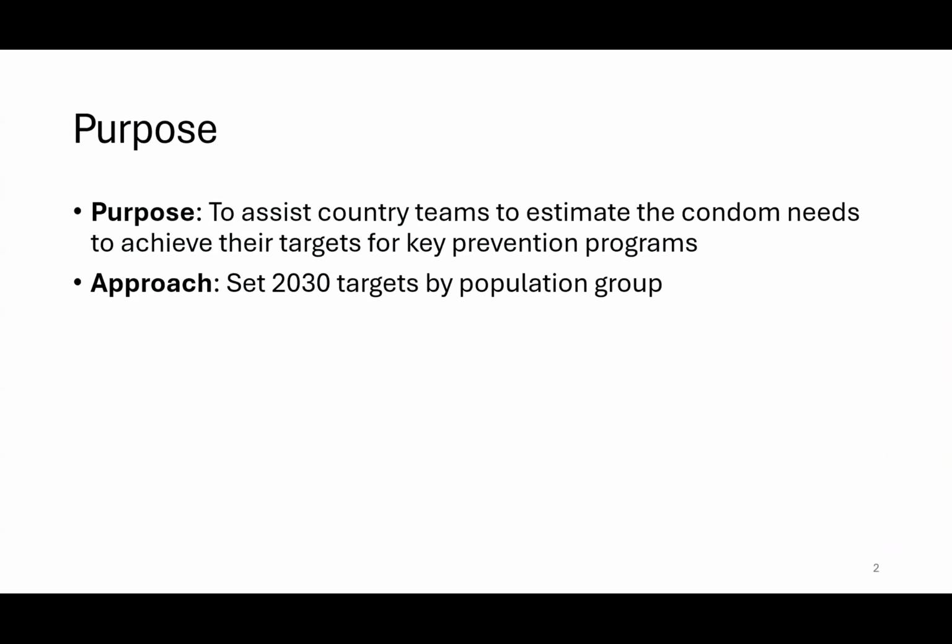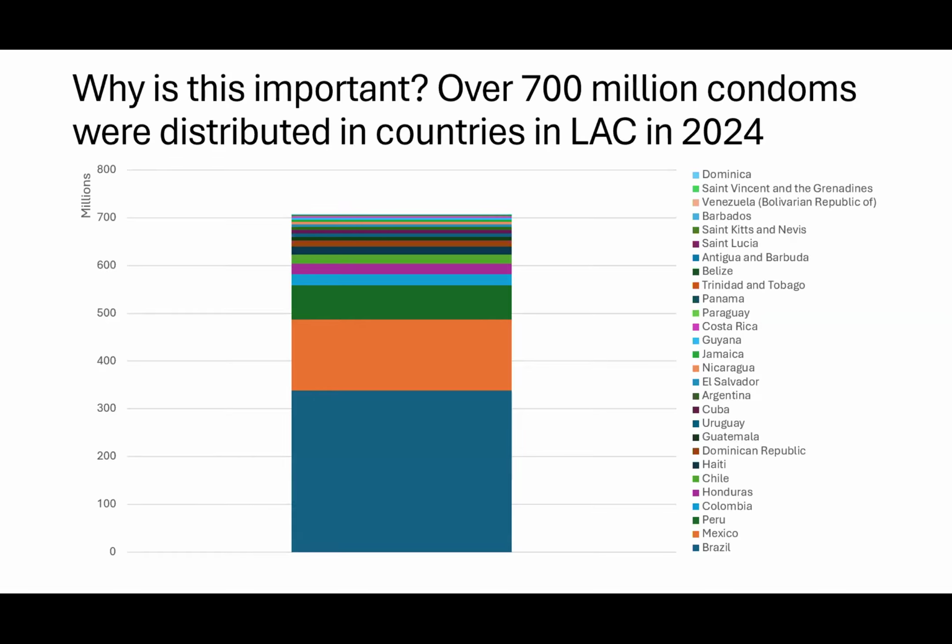Okay, so we already talked a little bit about the condom needs tool, but like the PrEP tool, the purpose is to help country teams estimate condom needs to achieve your targets. Why is this important? Well, again, from submissions by countries from their program data, it looks like over 700 million condoms were distributed in countries in this region in 2024. You can see the distribution here by country.